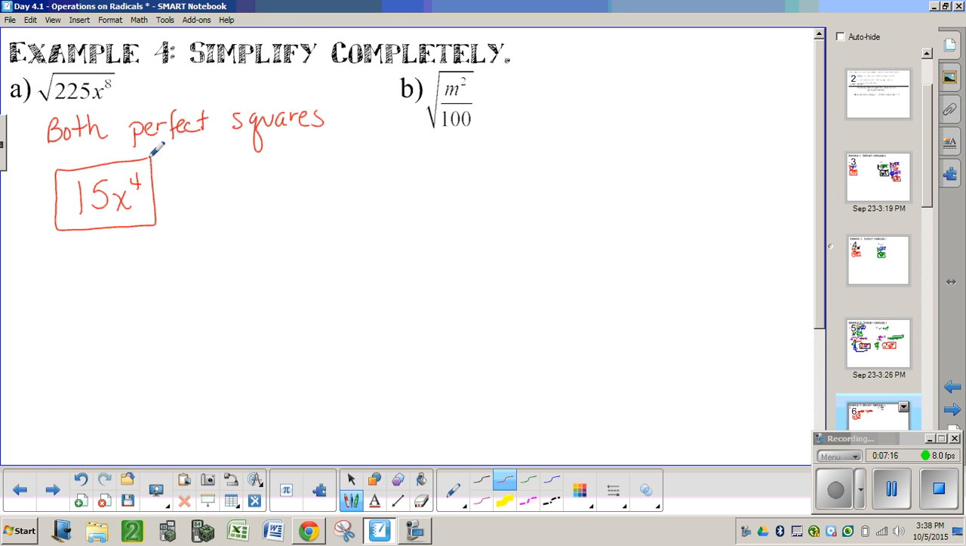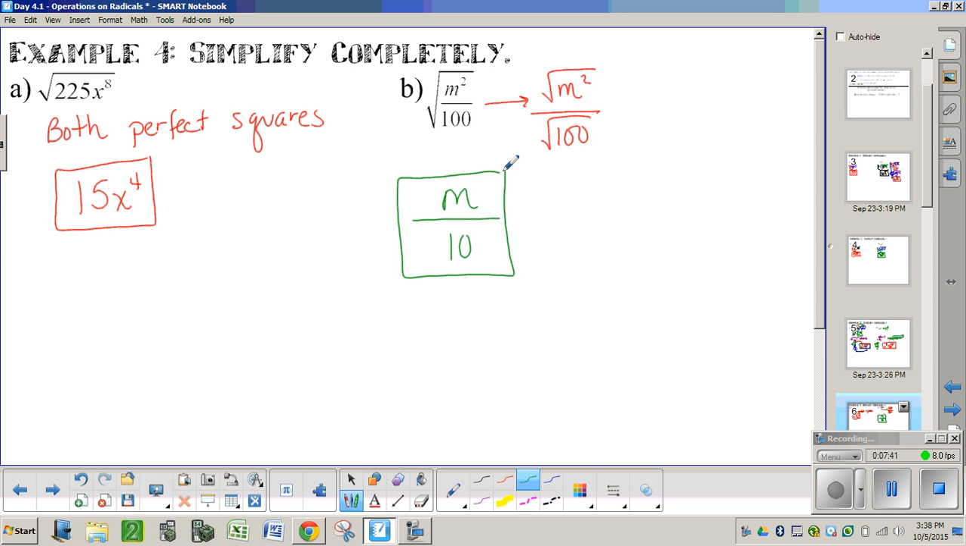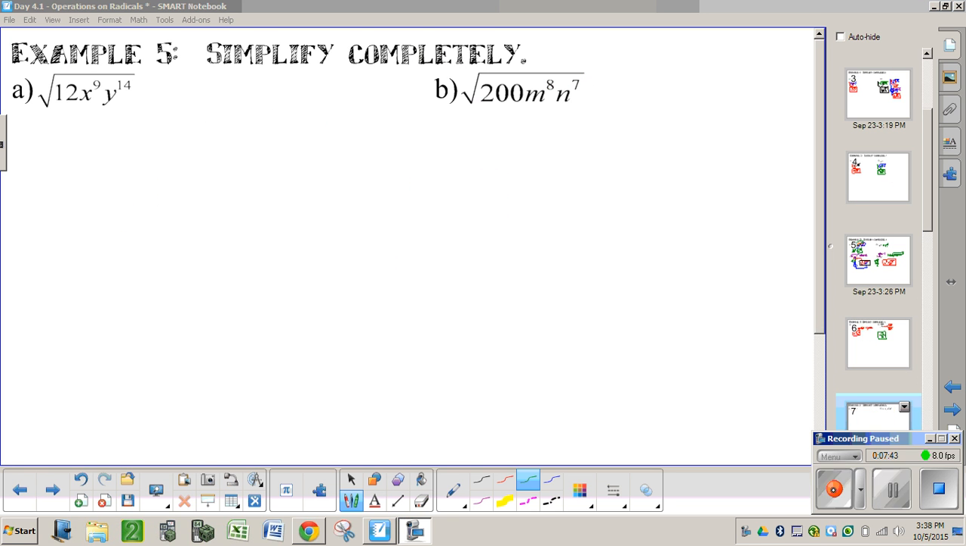All right, let's do B. Both of these are perfect squares again. Now, if I wanted to, I could simplify this. I can do the square root of the numerator and the square root of the denominator. That's a rule that you're allowed to separate those. What's the square root of m squared? Nice job, m. Square root of 100? That's right, 10. Way to go, you guys are doing great.